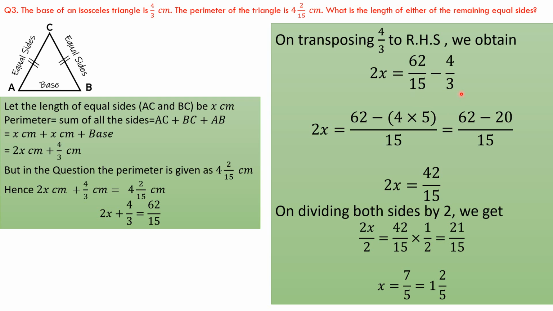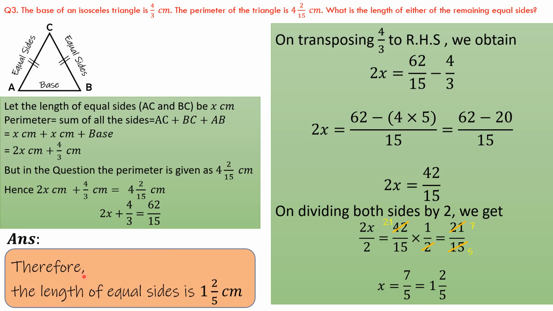After taking LCM, that is 15, we get 2x equals 62 minus 4 into 5 by 15 equals 62 minus 20 by 15. After solving this, we obtain 2x equals 42 by 15. On dividing both sides by 2, we get 2x by 2 equals 42 by 15 into 1 by 2. Further, इसे solve करेंगे तो x equals 7 by 5 मिलेगा, which equals 1, 2 by 5. Therefore, the length of equal sides is 1, 2 by 5 centimeter.